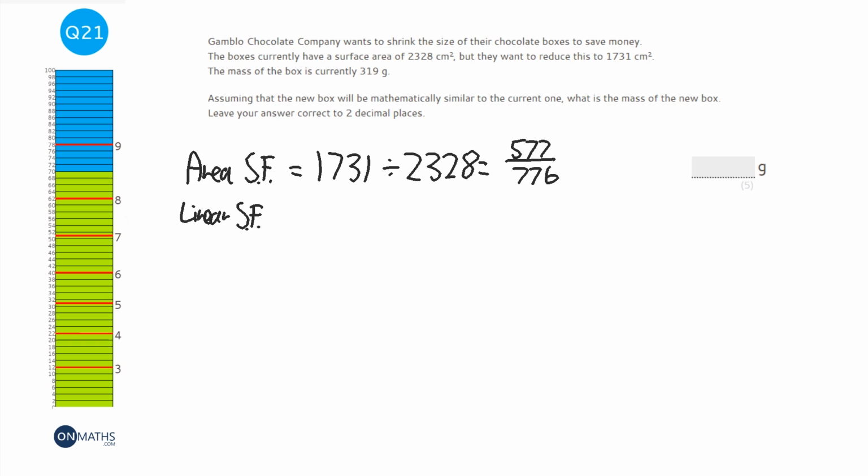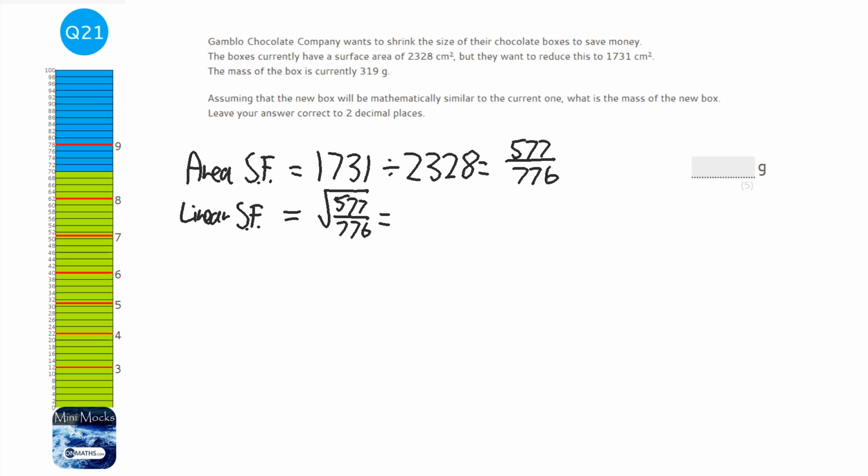Now, there's no linear involved in this, but we need the linear one to then find out what the volume scale factor is. To find a linear scale factor from an area scale factor, all you need to do is square root it. So I'm going to square root 577 over 776, or I've just kept it in my calculator. So I'm going to press the square root button and then just answer, which is at the bottom of the Casio calculators.